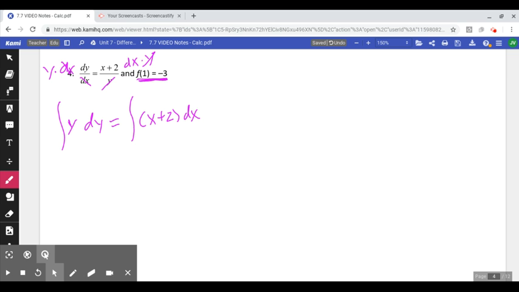When we integrate y, we wind up with y squared over 2 using the power rule in reverse. And on the right-hand side, we'll wind up with x squared over 2 plus 2x plus c. At this point, we're going to go ahead and solve for that c value. So using our value of y, which is negative 3, we'll substitute that in here. And then our x value is 1.